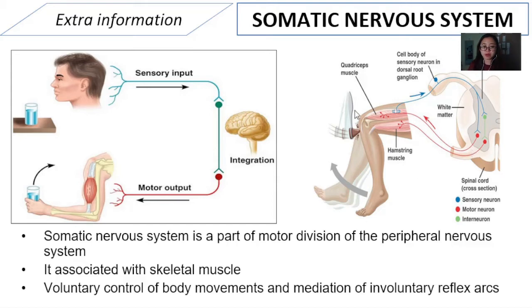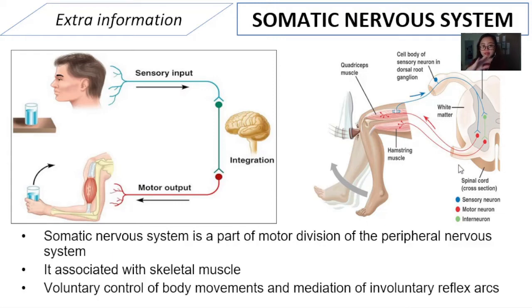So kalau kamu pernah nampak di hospital ataupun dalam kartun, dalam wayang, ada doktor ketuk lutut orang untuk tengok dia pandai tendang ke tidak. Apa yang doktor itu sedang buat adalah dia sedang test sama ada patient itu punya reflex arc berfungsi dengan betul. Okay, when the doctor does that knocking test, he or she is testing to see if your somatic nervous system is functioning correctly.